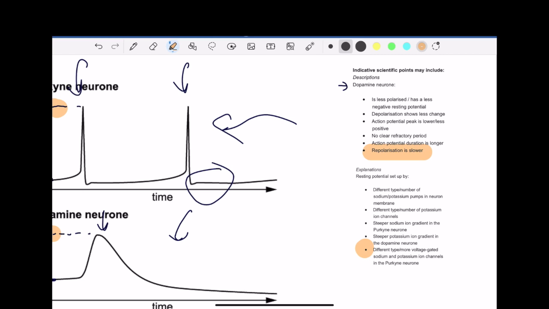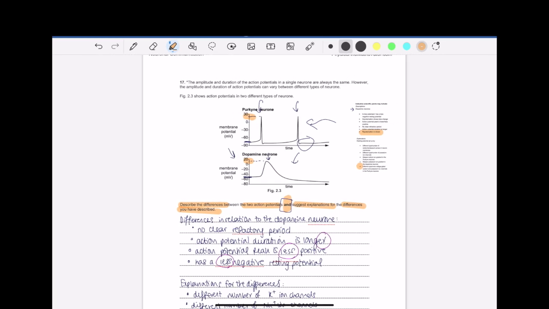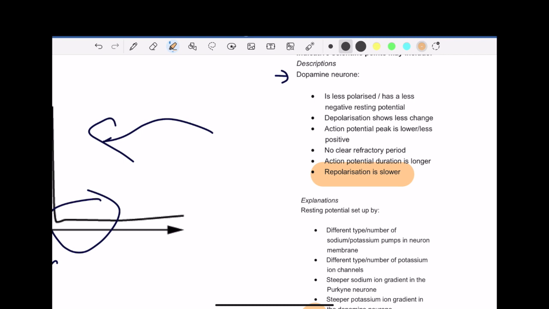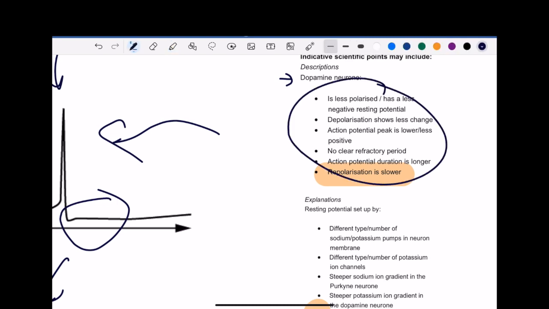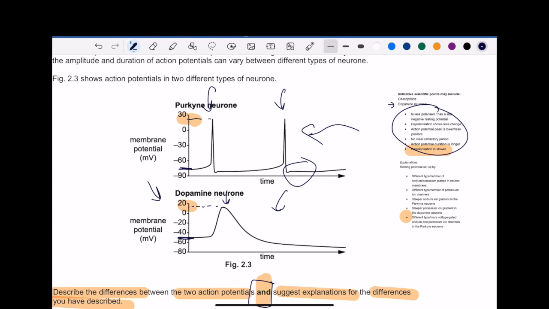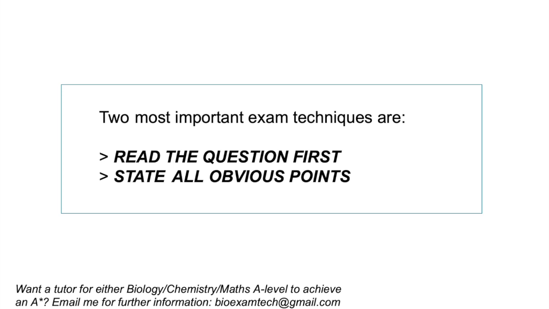And remember, you must memorize the content. Memorize and understand because you can't have exam technique without the content and content without the exam technique. They are together. You can't separate them apart. So yeah. Remember, the two most important exam techniques are read the question first and state all the obvious points. Just like you can see here, we basically said what we saw but made it in terms of nerve terminology. Yeah, do some questions and let me know how it goes.